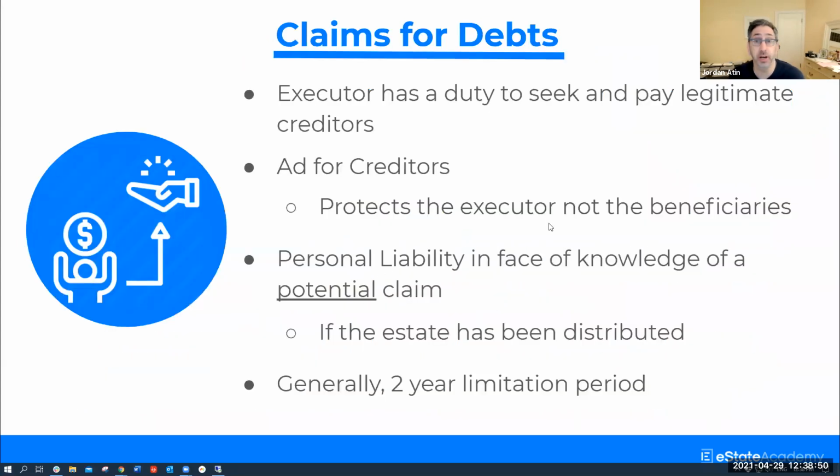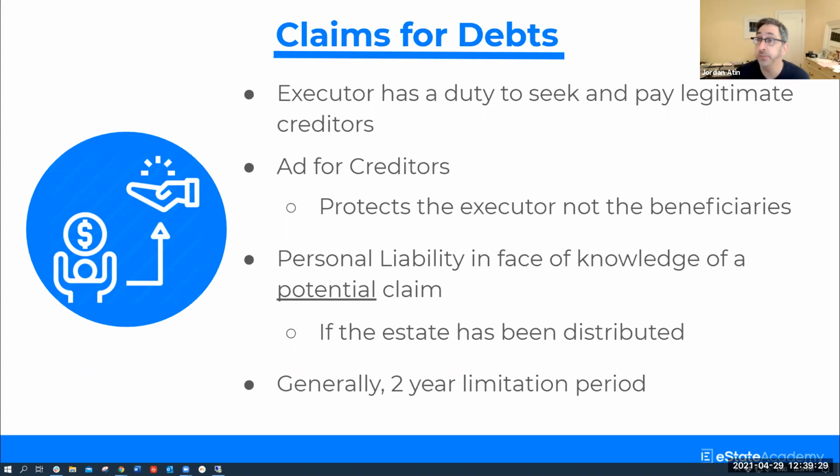So then let's talk about debts, and really the duty of an executor in respect of common claims, debts against an estate. An executor has a duty to seek out and pay legitimate creditors. In a sense, the executor is a trustee for creditors who are owed money, almost like a bankruptcy trustee in the same sort of way. They have to pay legitimate claims. How do they find legitimate claims?